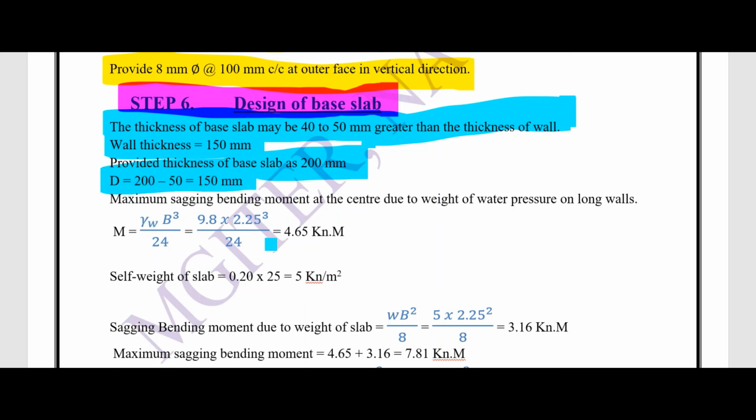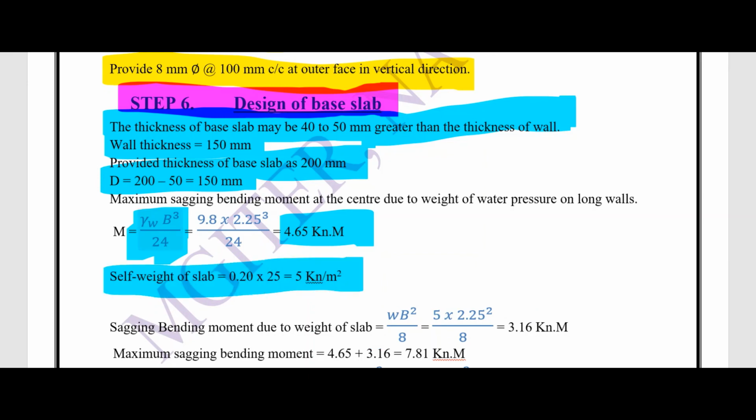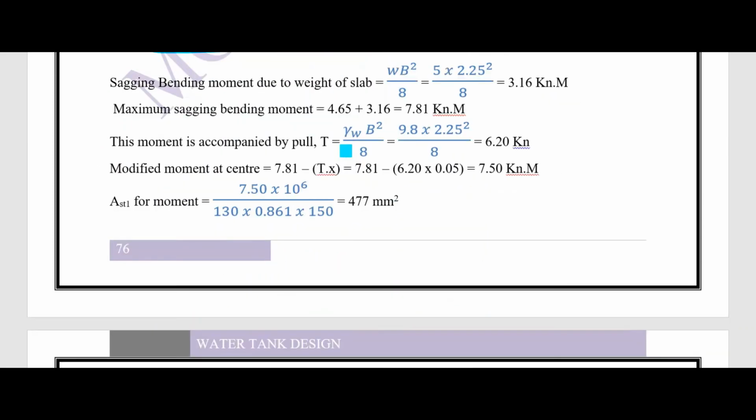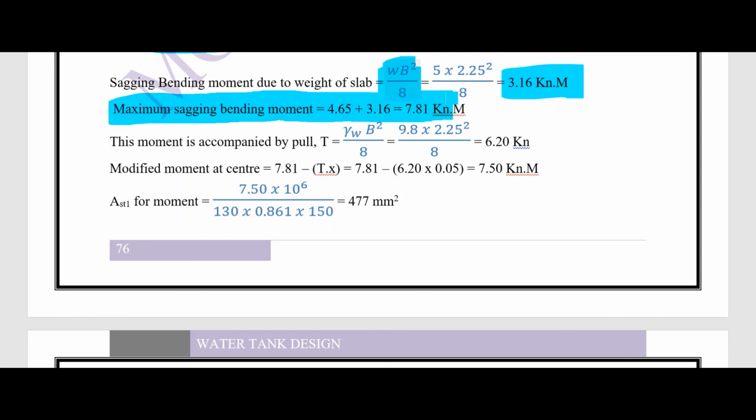Now the base slab is designed as a regular slab, but here is a water pressure, gamma W B cube by 24. So the moment is 4.65 kilonewton meter, and self weight of slab is 5 kilonewton per meter square. Now the sagging bending moment due to weight of slab, WB by 8, is 3.60 kilonewton meter. So maximum sagging bending moment is 4.65 plus 3.60, which is 7.81.